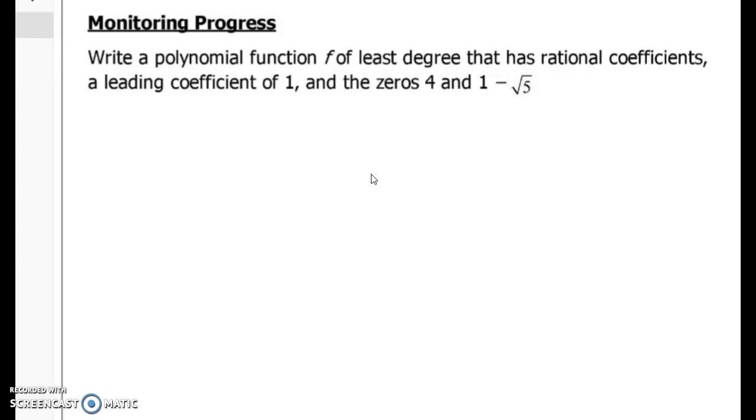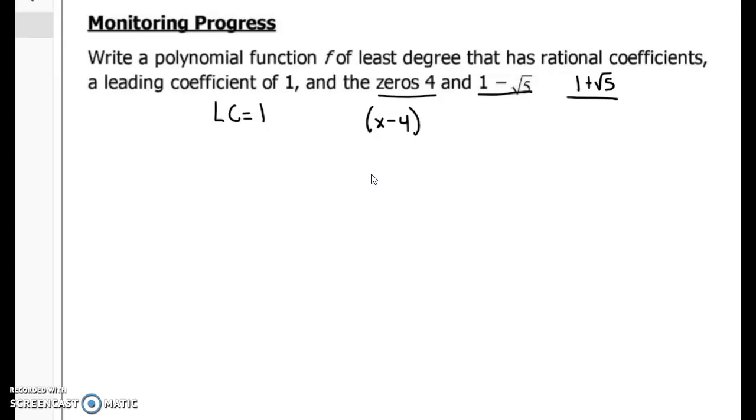All right, so once again, least degree tells me there's no multiplicities, meaning no repeated zeros. Leading coefficient of 1 is nice because it just means I don't have to multiply through with a different number to kind of change the leading coefficient. The zeros are 4, so that tells you you have a factor of x minus 4. One of the zeros is 1 minus the square root of 5, so automatically you should write down, hey, I have another 0 of 1 plus the square root of 5.